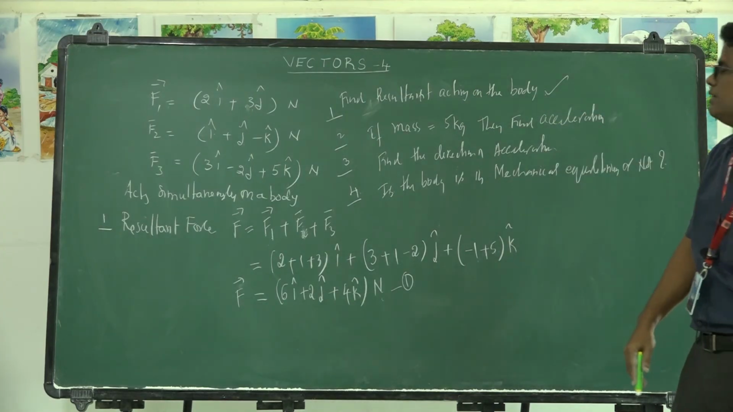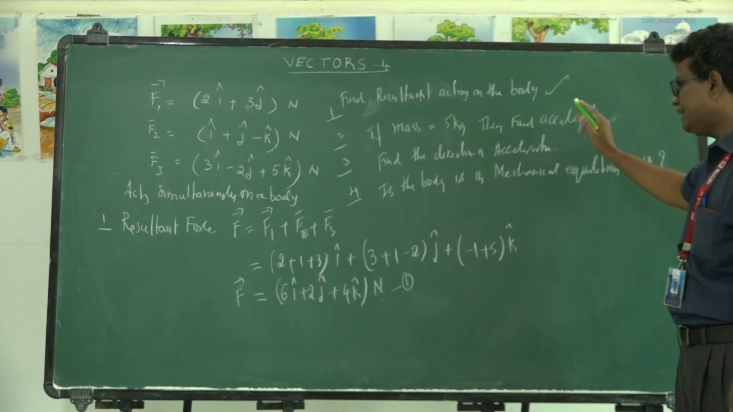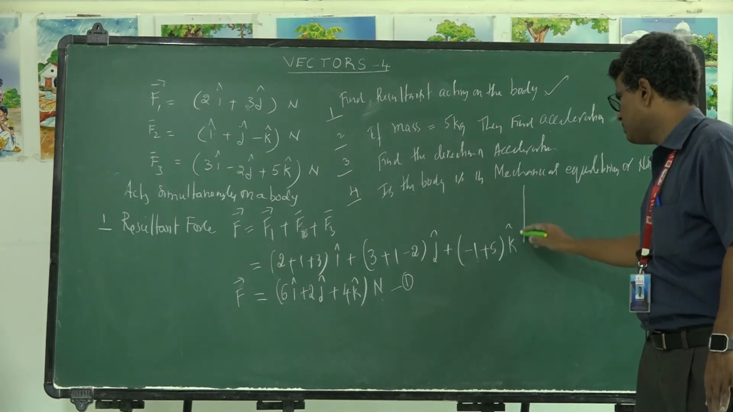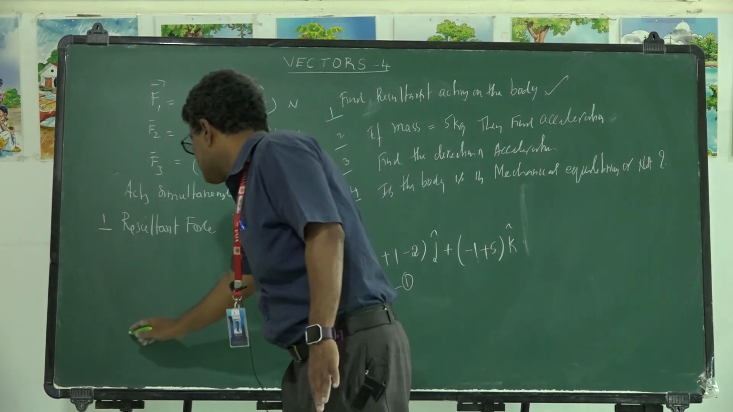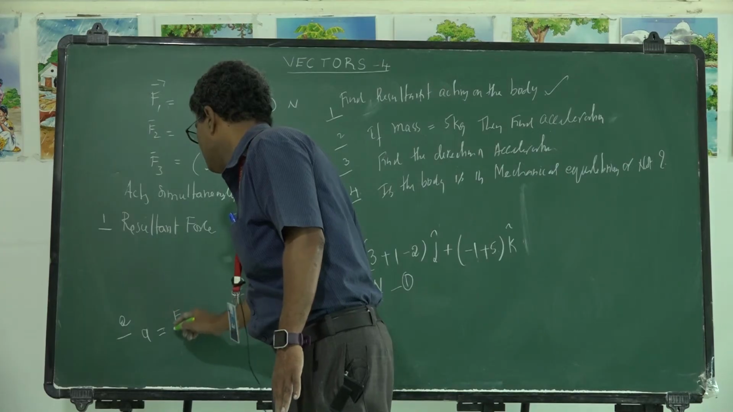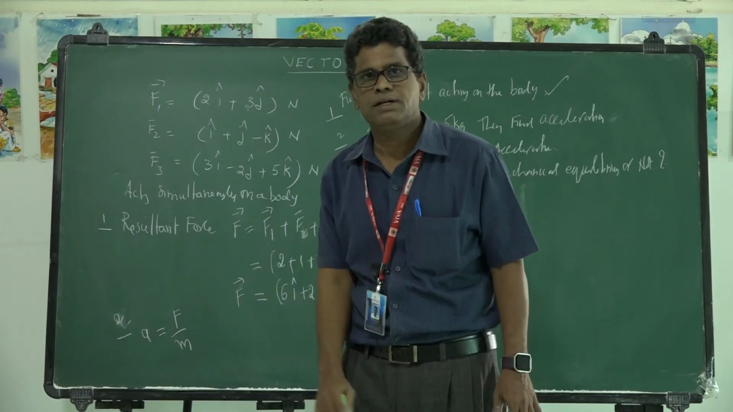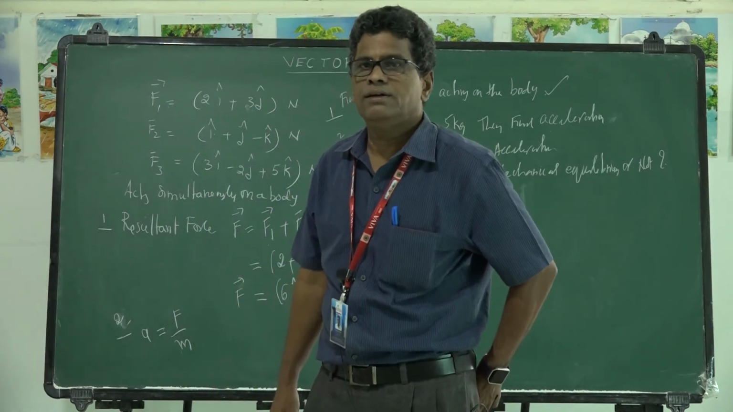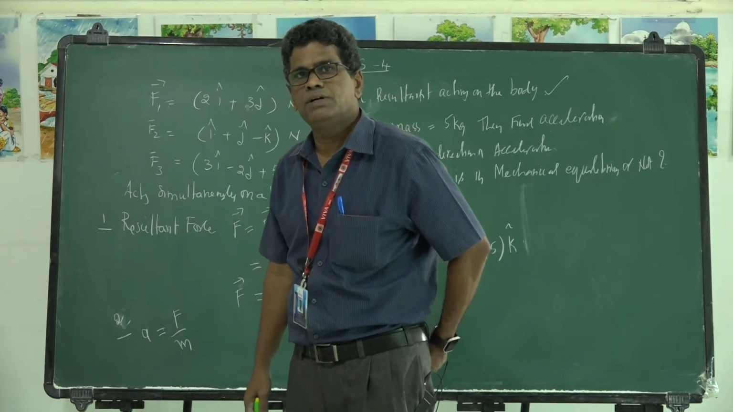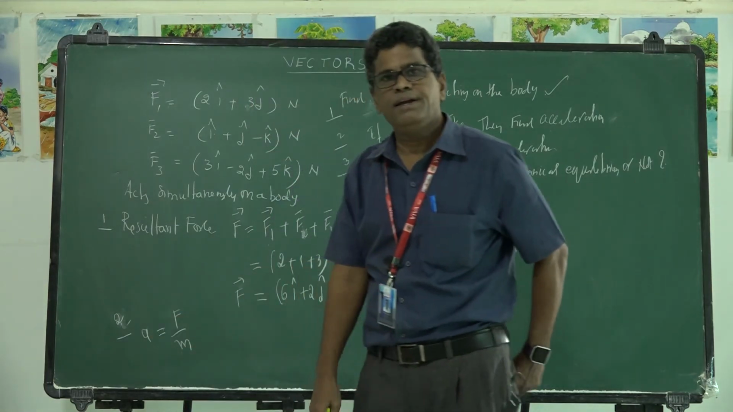This one is over. The second one is the mass of the body. If the mass of the body is 5 kg, find its acceleration. So we want acceleration, second one. So I will write here acceleration. Acceleration is, from Newton's second law, F by m. I think you know Newton's second law, F is equal to ma. Everybody knows this one, you studied in lower classes. So acceleration is equal to F by m.